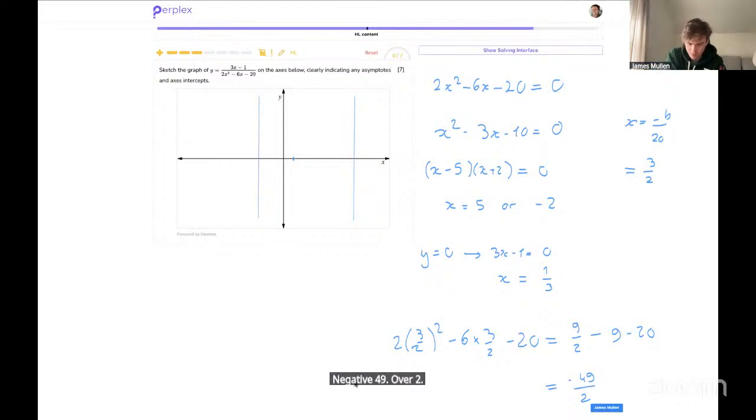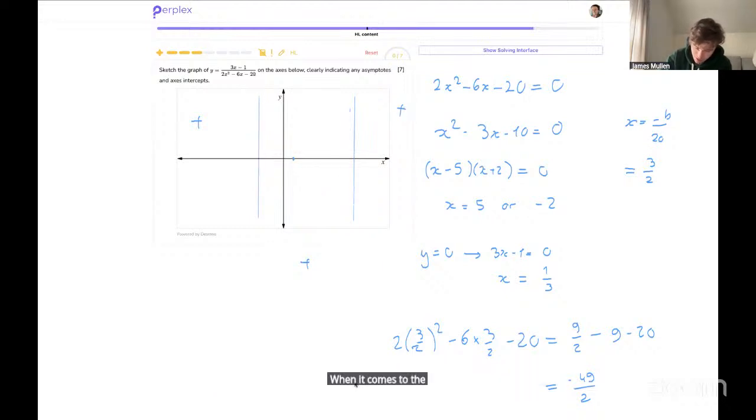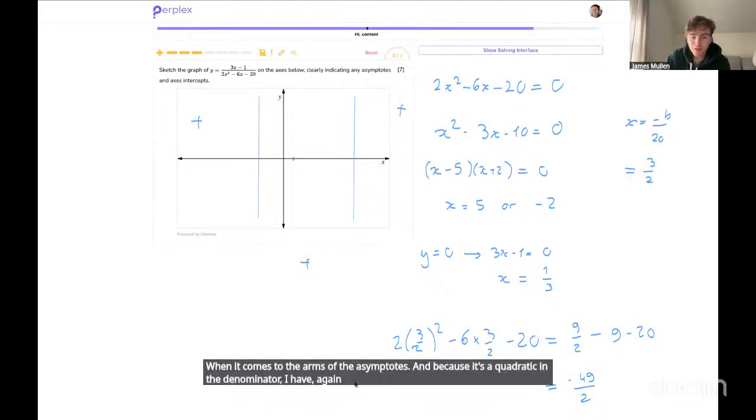All right, that is going to be the, what's it called? Sorry, I'm blanking on my words here. That's the minimum value of the quadratic. I also know that 3x - 1 looks something like this, and the quadratic is concave up. So I'm going to have a positive over here, negative over here, and positive over here when it comes to the arms of the asymptotes. And because there's a quadratic in the denominator, I have a horizontal asymptote at y = 0. So let's start graphing.